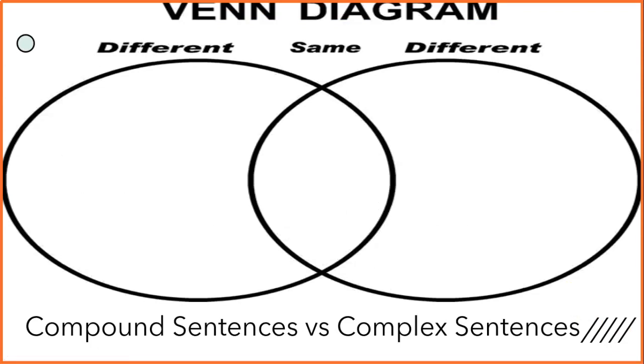So let's review. We have compound sentences and we have complex sentences, but the names sound a little bit alike. They aren't the same thing though. What do you know about compound sentences versus complex sentences? Pause this video to think about what goes on each side of the Venn diagram. Then when you're ready, unpause to move on and check your answers.